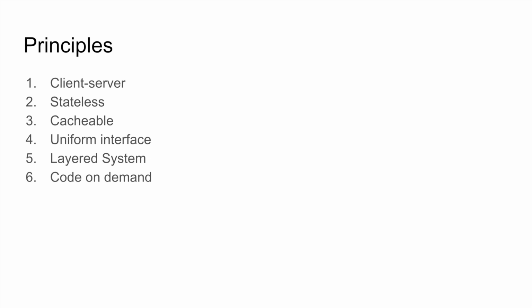The fifth is layered system. The layered system style allows an architecture to be composed of hierarchical layers by constraining component behavior such that each component cannot see beyond the intermediate layer with which they are interacting.